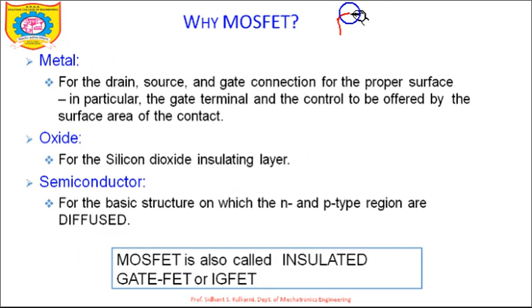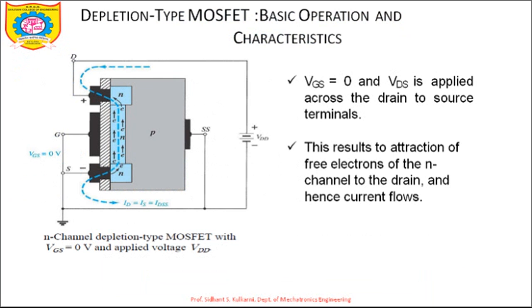Now why MOSFET? If FETs are readily available, why should one study or use a MOSFET? First of all, it consists of metal, an oxide layer, and a semiconductor. We will see each layer one by one. For the drain, source and gate connections, there is the proper surface, in particular the gate terminal and the control offered by the surface area of the contact. If you can see, going back to the diagram, these are metallic contacts. The gate is a metallic contact, the drain is a metallic contact, and this is a metallic contact.